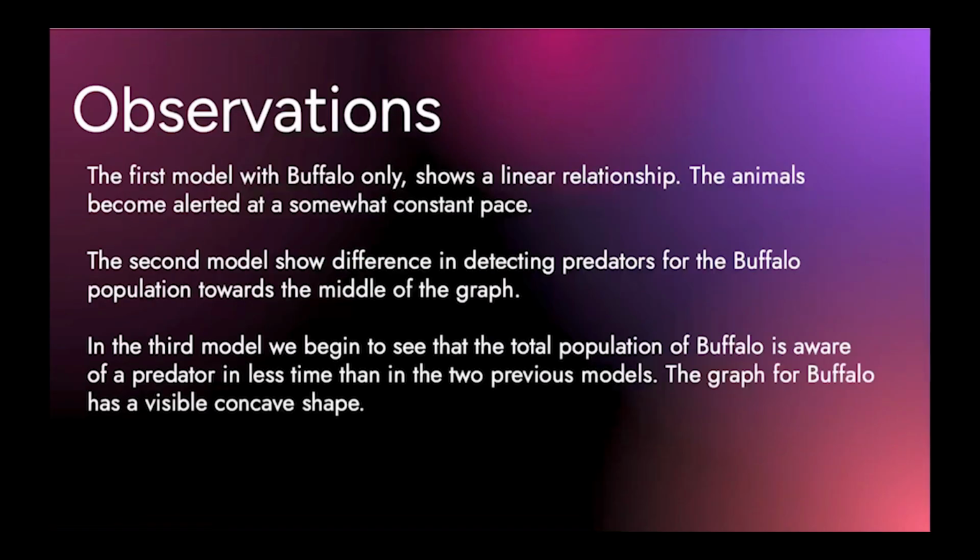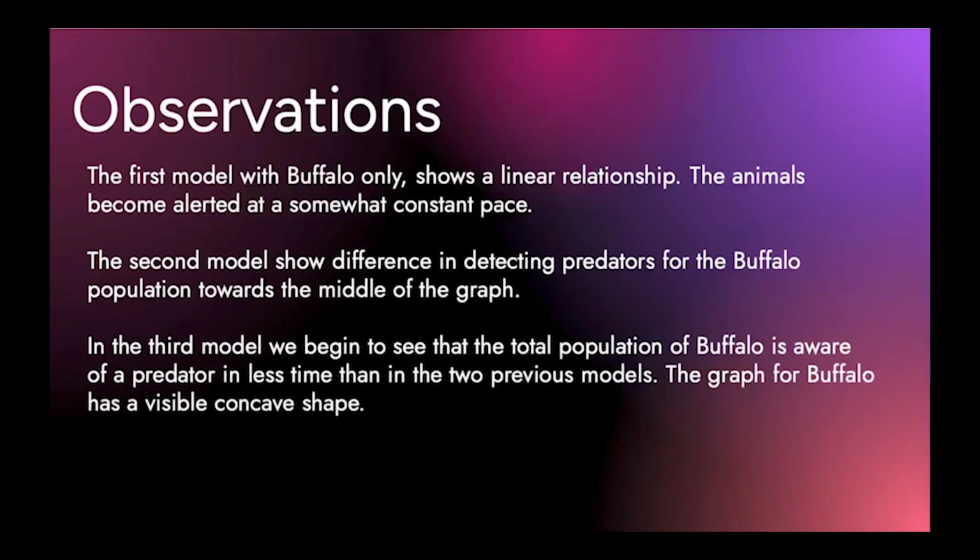From the graphs, we make the following observations about each model. The first model shows a somewhat linear relationship, meaning the animals, in this case the buffalo, become alerted at a constant rate. When looking at the second model with 3 species and focusing on the function for the buffalo, we start to notice a difference towards the middle of the function. More buffalo become alerted within the same time when compared with the first model.